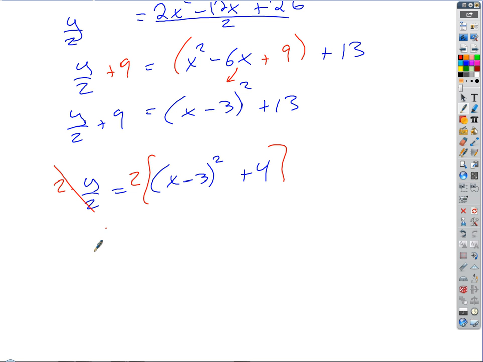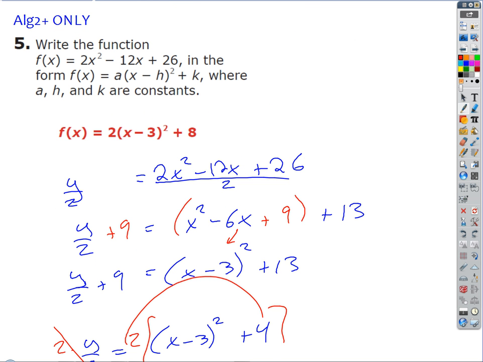And we get y equals 2 times the quantity x minus 3 squared plus 8. Okay? Now, if you have Desmos available, you could also just do this, right? You could also just graph that function, and on Desmos, it'll give you the vertex. It'll give you the coordinates of the vertex. Now, what do those represent?